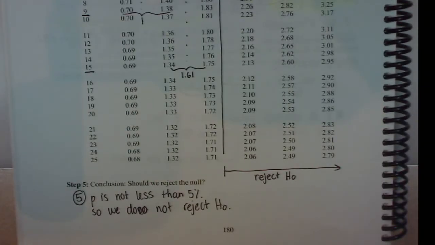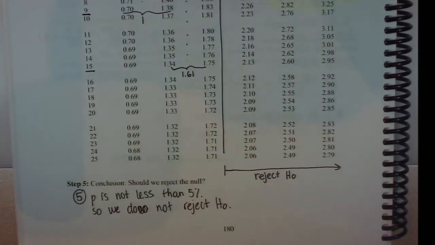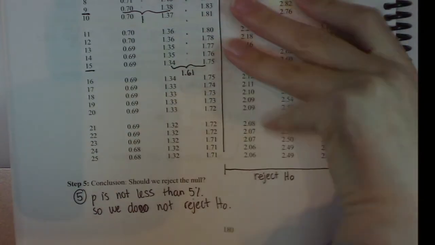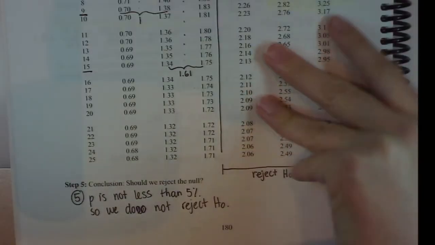So that was the big thing about the T-test is the table is a little bit different. It's for small samples, and I think that was it. So more practice with that will come on the homework.